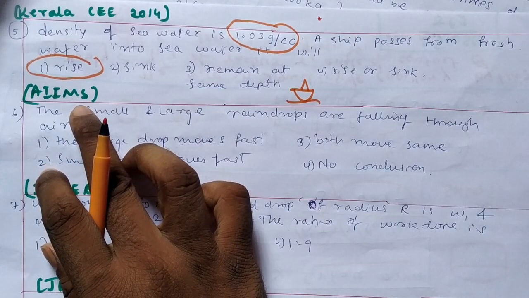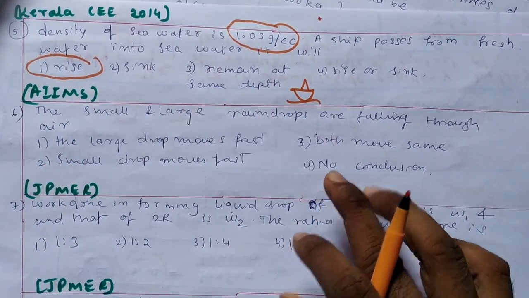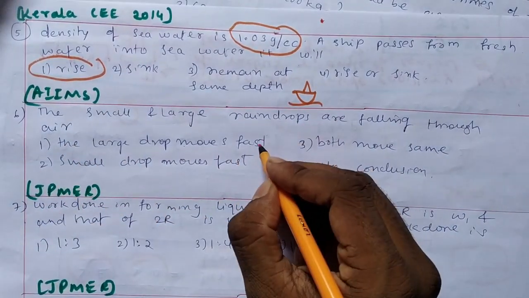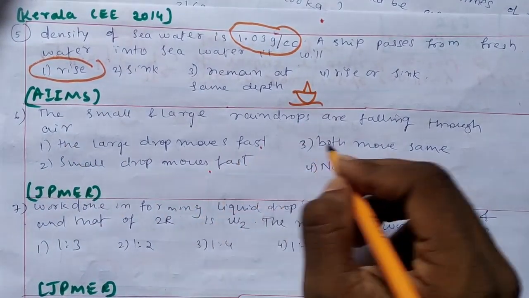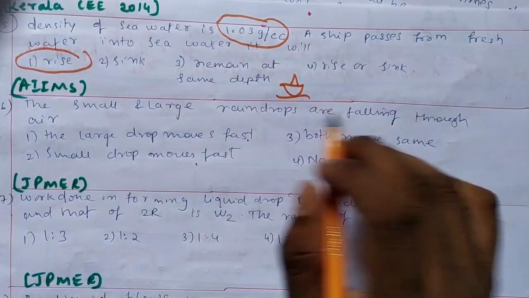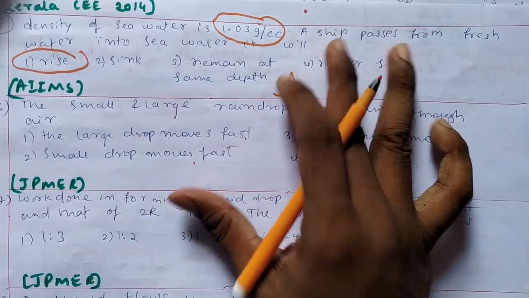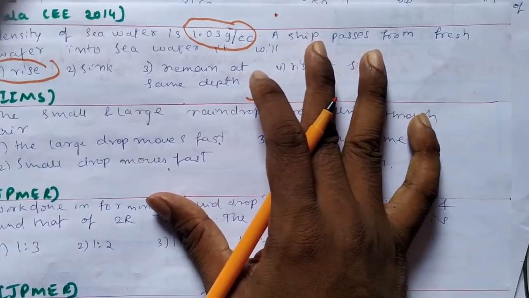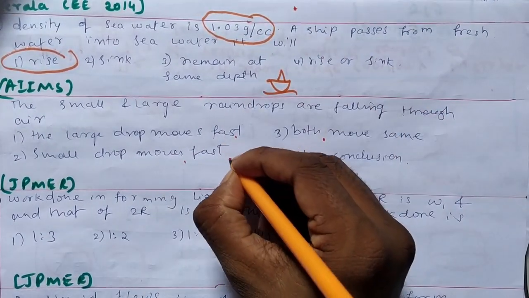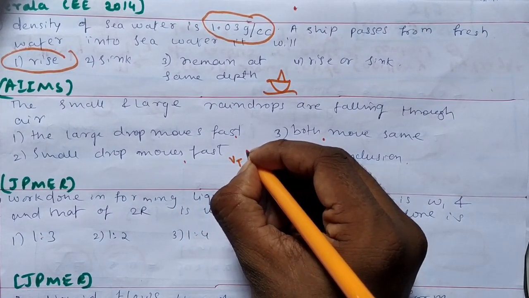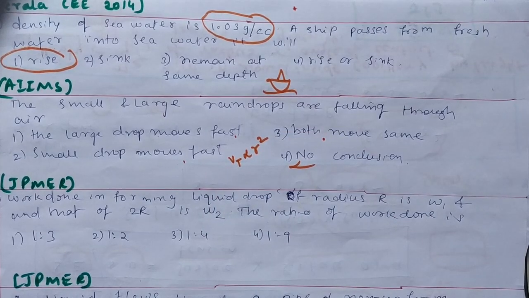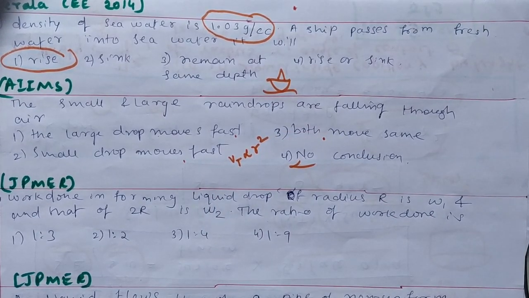Next, let us move on to the AIIMS question. Small and large raindrops are falling through air. The options: the large drop moves fast, the small drop moves fast, both move the same, or no conclusion. Definitely no conclusion is not the answer. Which formula or concept can we use here? I can use terminal velocity. Terminal velocity is directly proportional to the square of the radius of the drop that is falling in the atmosphere.